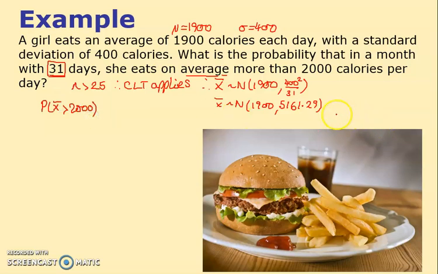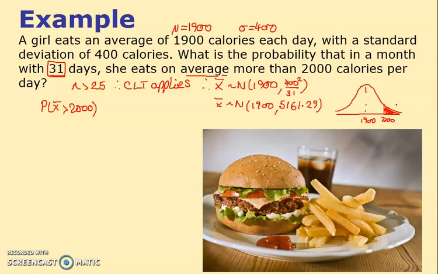Now, it says then we want the probability that x bar is more than 2000. So if I just remind you what we do on these, we've basically got a normal distribution curve. We're expecting to get 1900, and we want to know the probability of getting more than 2000. It's that probability I want.